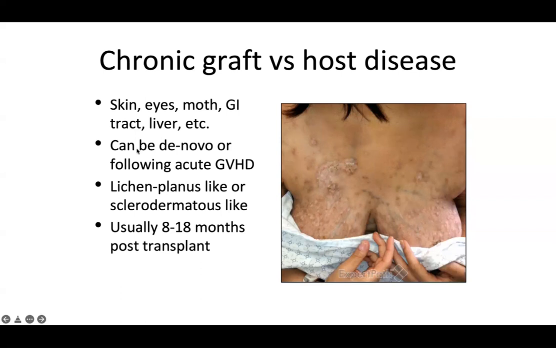So GVHD can affect the skin as well as the eyes, can affect the oral cavity as well as the GI tract and the liver. It can be de novo or following acute GVHD, chronic GVHD rather. And the lichen planus-like or sclerodermatous-like GVHD are the two most common presentations of chronic graft versus host disease. But keep in mind that you can just have, as mentioned in the second bullet point, development of chronic GVHD without ever having acute GVHD in the patient. So always be on the lookout for GVHD in transplant patients.